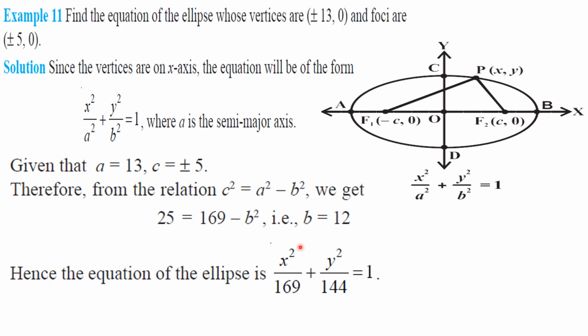What is the equation of the ellipse? x square by a square plus y square by b square is equal to 1. Yes or no, my children? So in this equation of the ellipse, substitute the values of a and b. Hence, the equation of the ellipse is x square by a square, that is 13 square, 169, plus y square by b square. What is the value of b here? 12. 12 square value is 144, is equal to 1. Understood this example, my dear children?